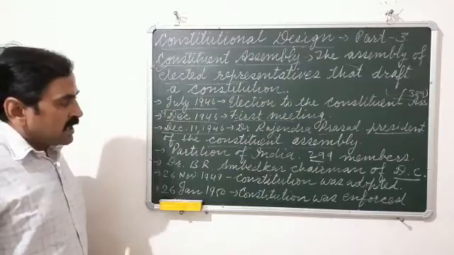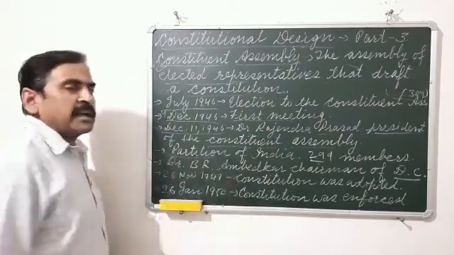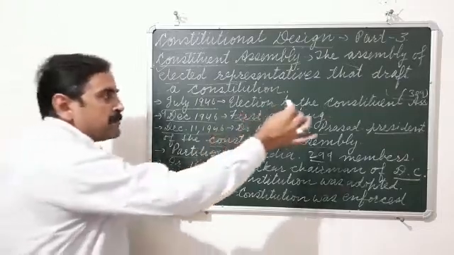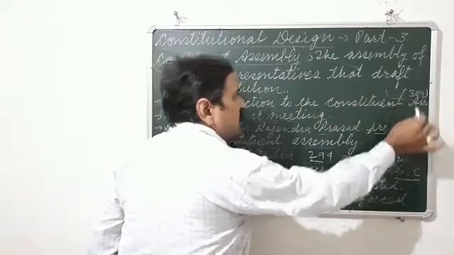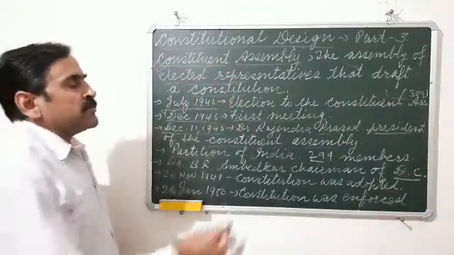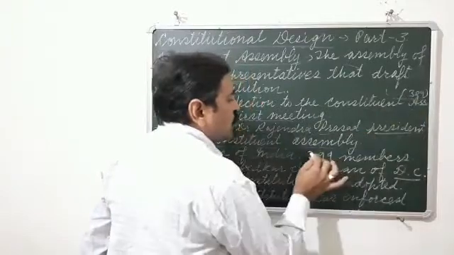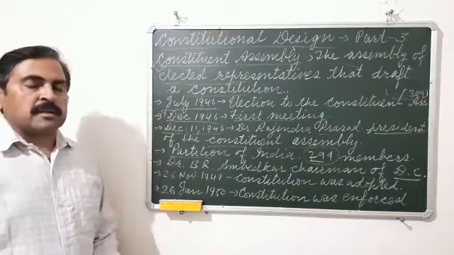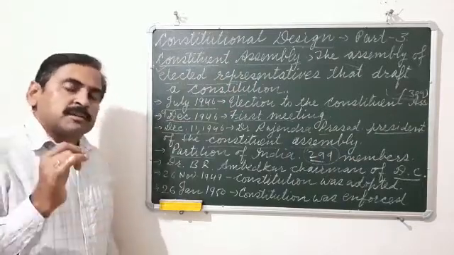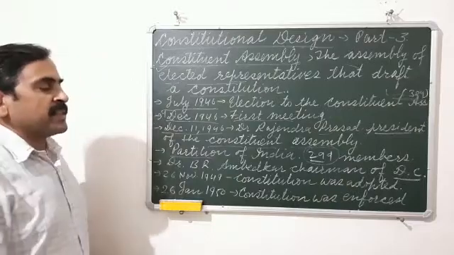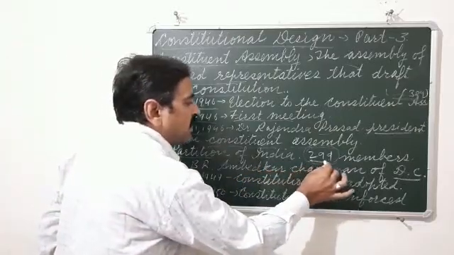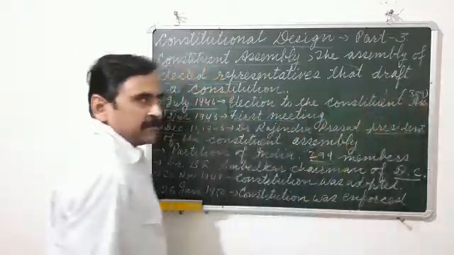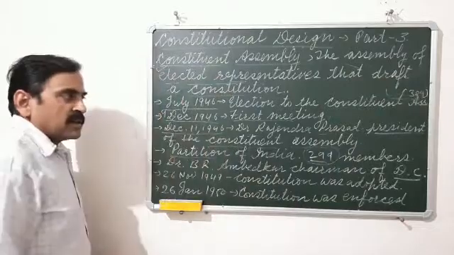After that, India was partitioned into India and Pakistan. And as India was divided, the members of the Constituent Assembly reduced from 389 to 299. Remember, how many members drafted the Constitution of India? They were 299, not 389. Right? Moving to the next.